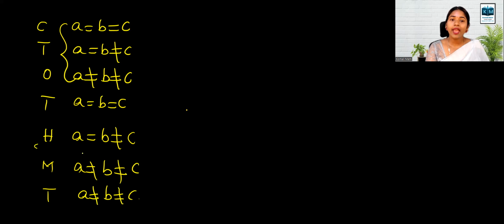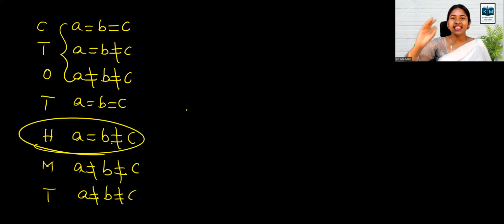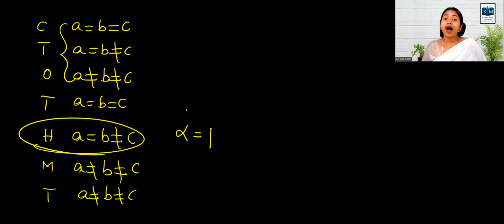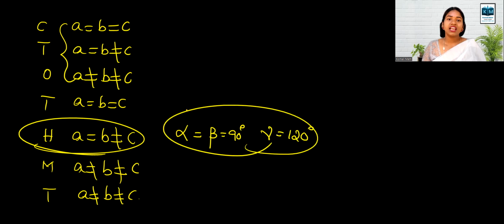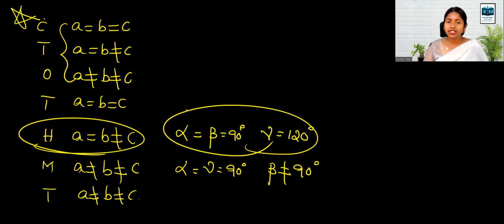So here, in the hexagonal unit cell, A is equal to B not equal to C, and the angles alpha and beta are equal to 90 degrees and gamma is equal to 120 degrees. This is the hexagonal unit cell. And in monoclinic, all the 3 are not equal; alpha and gamma are equal to 90 degrees, and beta is not equal to 90 degrees. It is very, very important. You have to learn this entire thing. They may ask you anything.